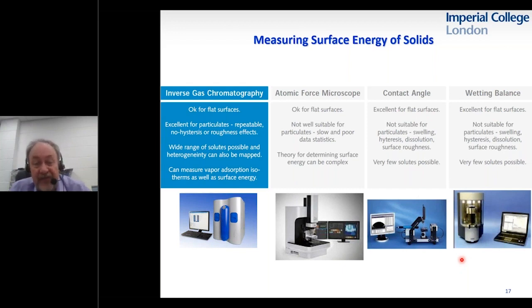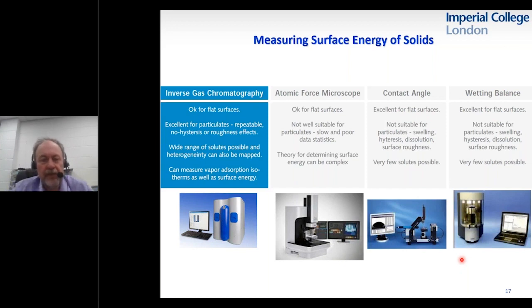The most common technique is to do contact angles, sessile drop. Put a drop of liquid on the surface in question, measure the advancing and the receding angles. That's very, very common, very simple, and for flat surfaces, it's a great technique. But if you've got a particulate material, if it swells, if there's hysteresis, if it dissolves, if it's rough, there are a range of complications, making it pretty tricky.